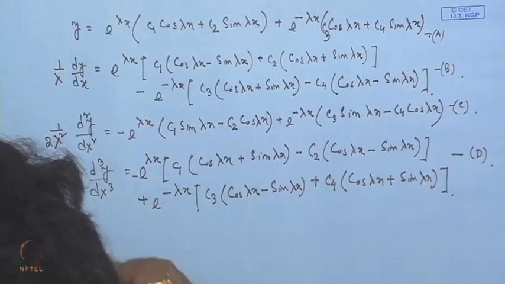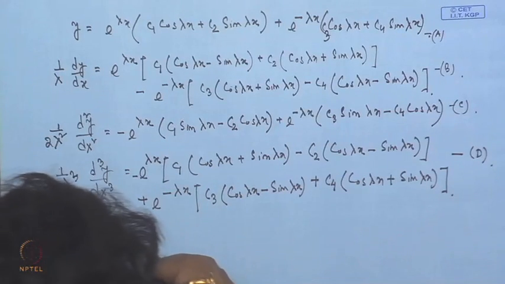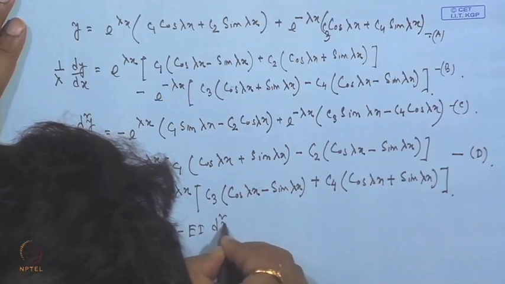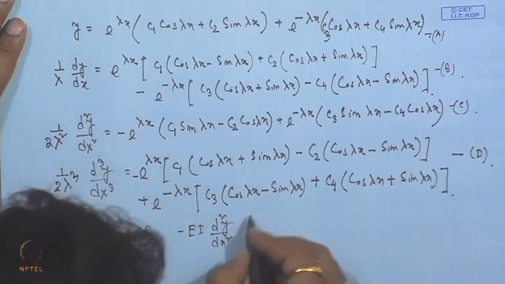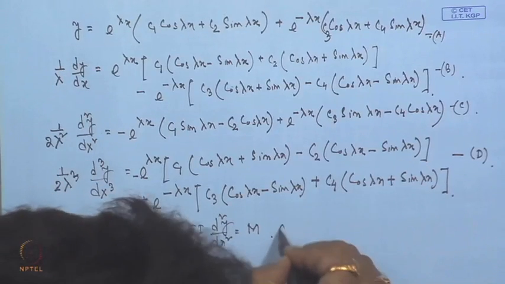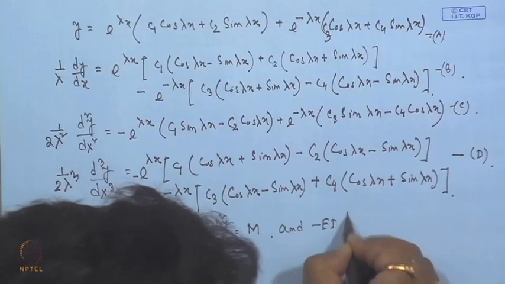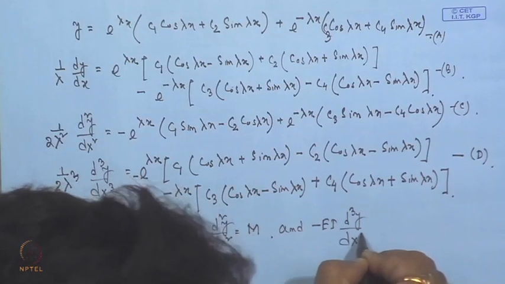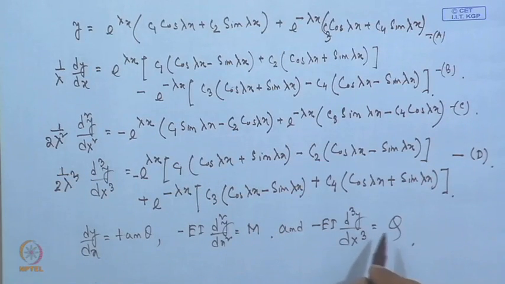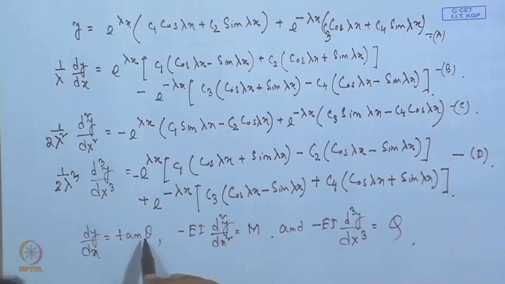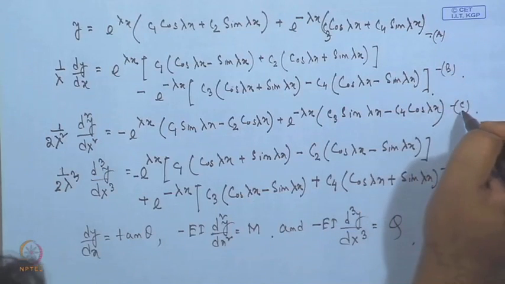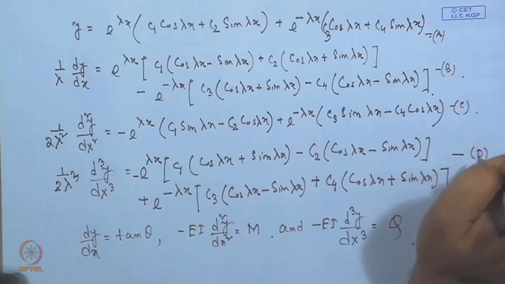So, here you can write d y d x is equal to tan theta, which is the slope. Then the next one, E I d 2 y d x 2 is equal to m, and minus E I d 3 y d x 3 is equal to q. So, that is shear force. So, these are the shear force, bending moment and slope expressions. Here a is the deflection expression, b is the slope expression, c is the bending moment expression, and d is the shear force expression.